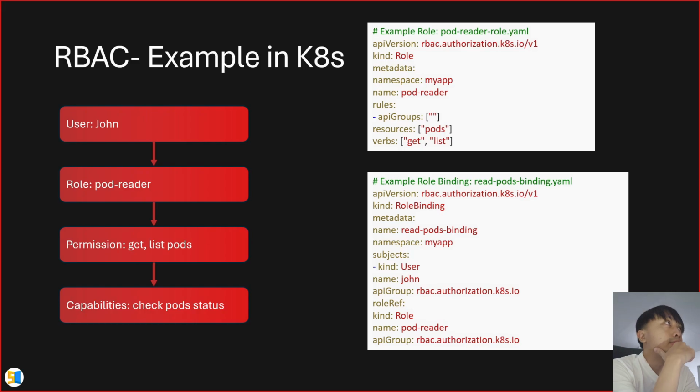So let's see another example. This is an example in Kubernetes. Let's say there is a user named John. He needs to check pod status in Kubernetes for his work. Therefore, in this case, we can create a role named pod reader, which gives get or list permissions to pod resources, and then we can assign that role to user John, right? So this is one example of role-based access control in Kubernetes.